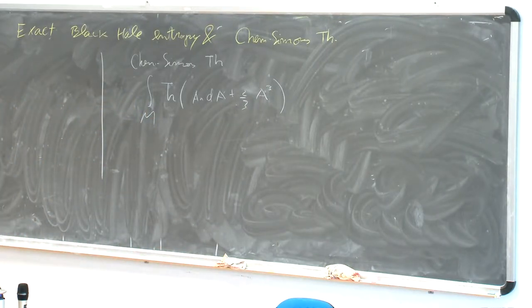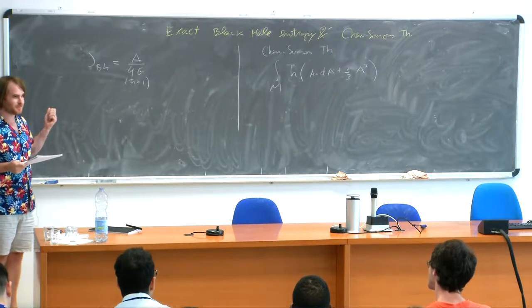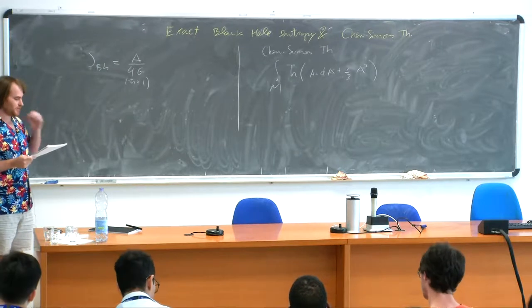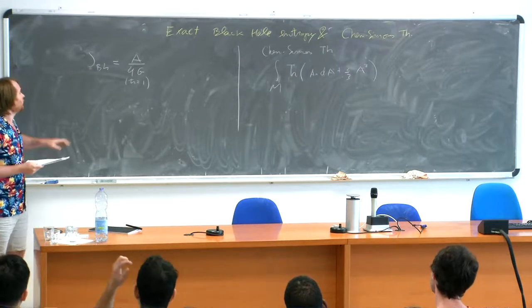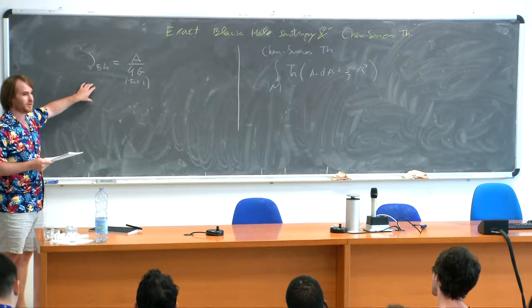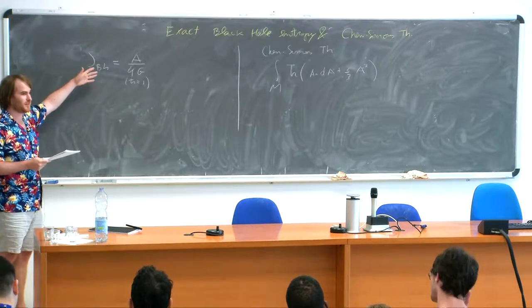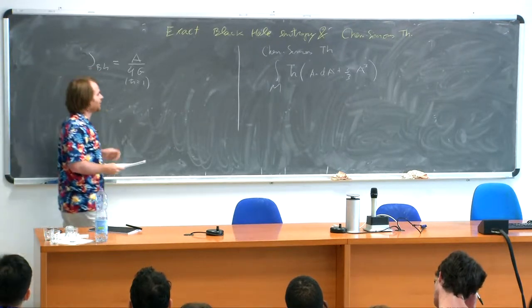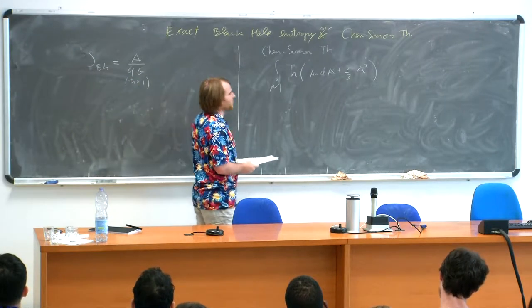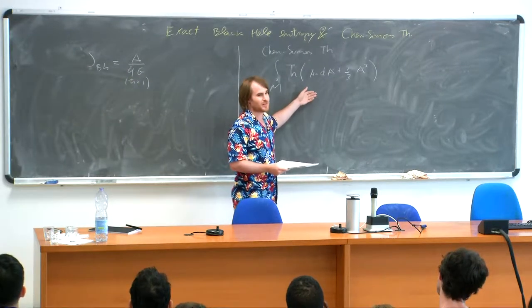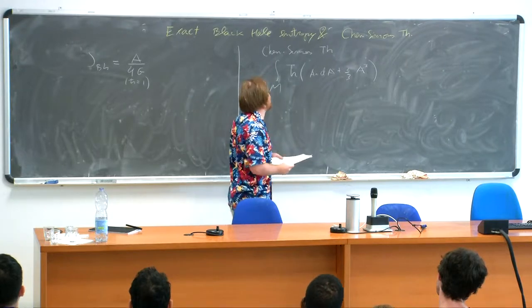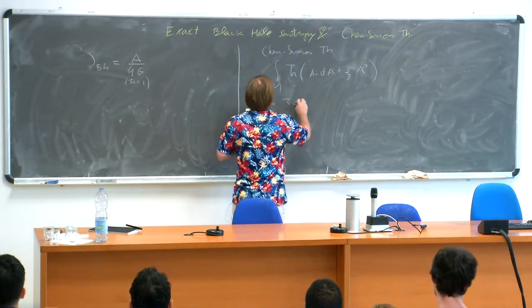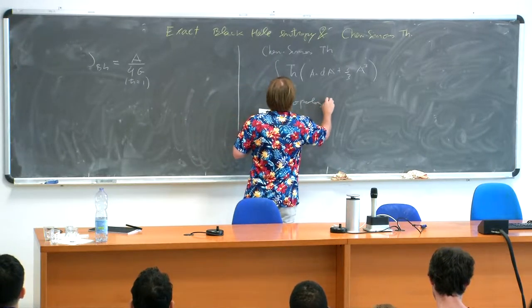I'll try to explain how we can use Chern-Simons theory to compute black hole entropy. The first thing you might be wondering is that this is a very geometric quantity. It depends on the area, on the metric. So how can we describe black hole entropy with Chern-Simons theory if there's no metric here? It's completely topological, right? It's a topological theory.